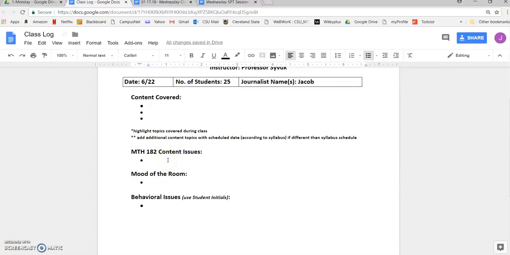For the other bullet points, you will follow the prompts. If there are any content issues that the students have questions on during the lecture, you will plot them here. Mood of the room, like if the class was quiet or active or too talkative or taking a lot of notes, for example. And behavioral issues, if someone's on their phone too much, if someone came in late or left early.